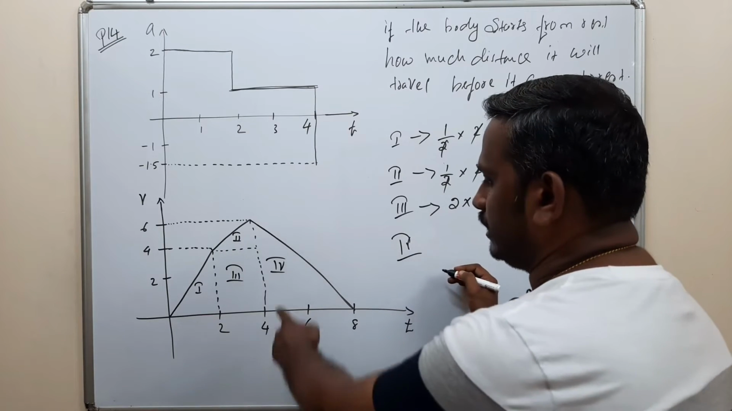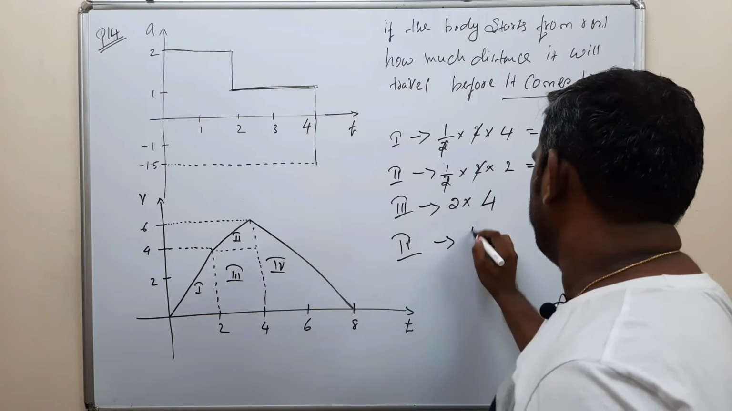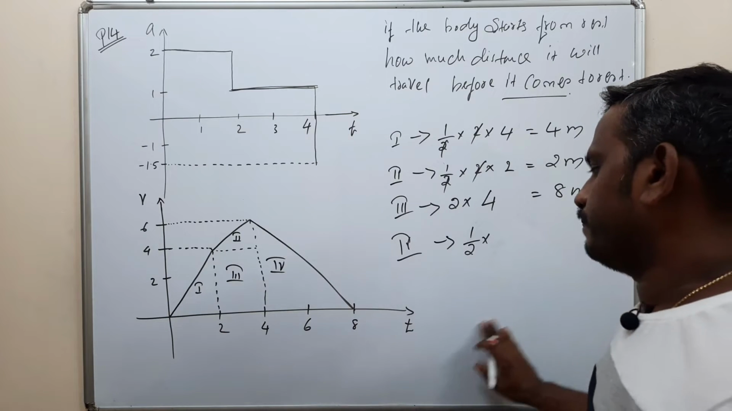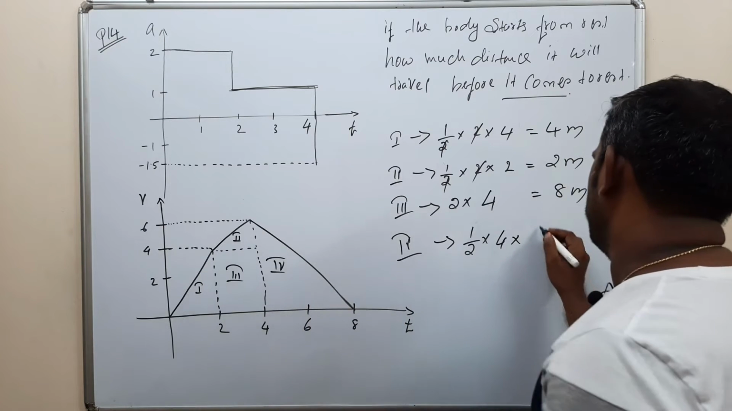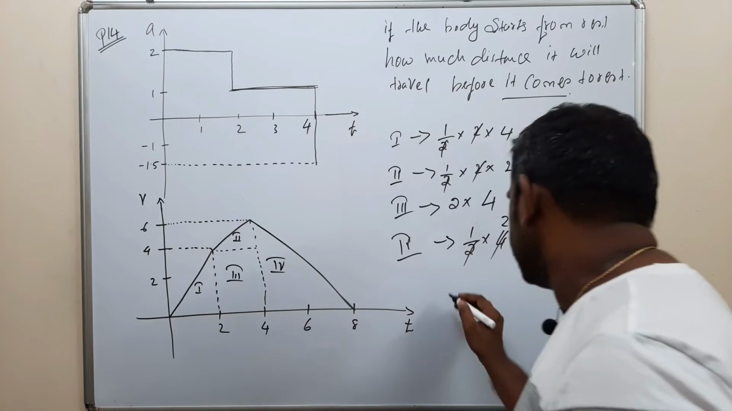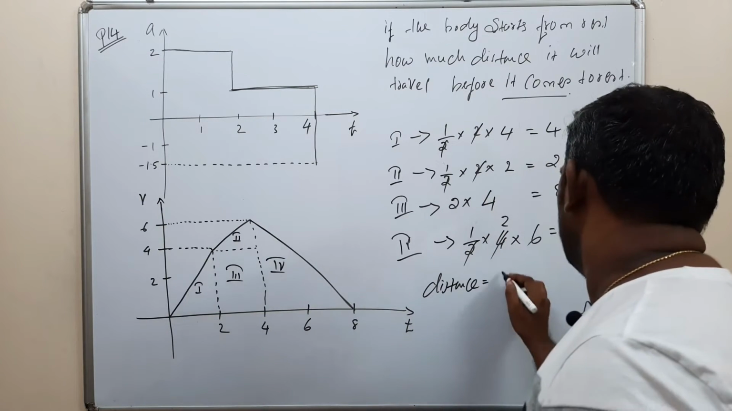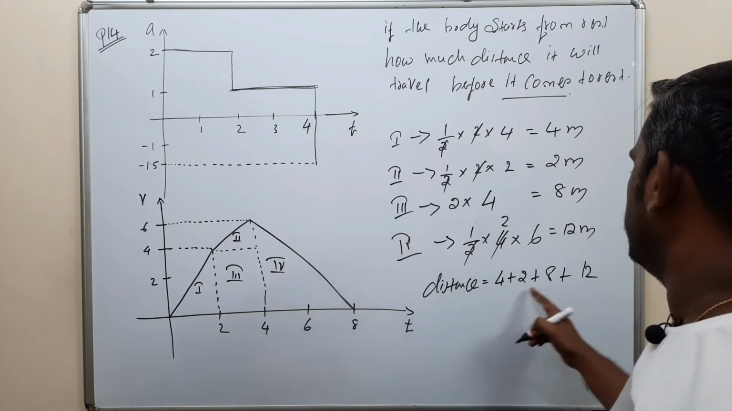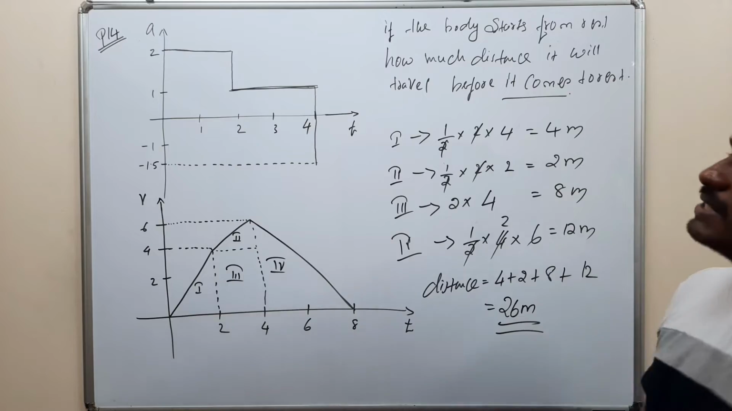Then again the fourth triangle, from 4 to 8: half into 4 into 6. So 2 gets cancelled, that's equal to 12 meters. So the total distance traveled by the body is 4 plus 2 plus 8 plus 12. So 12 plus 8 is 20, 24, 26. That is 26 meter.